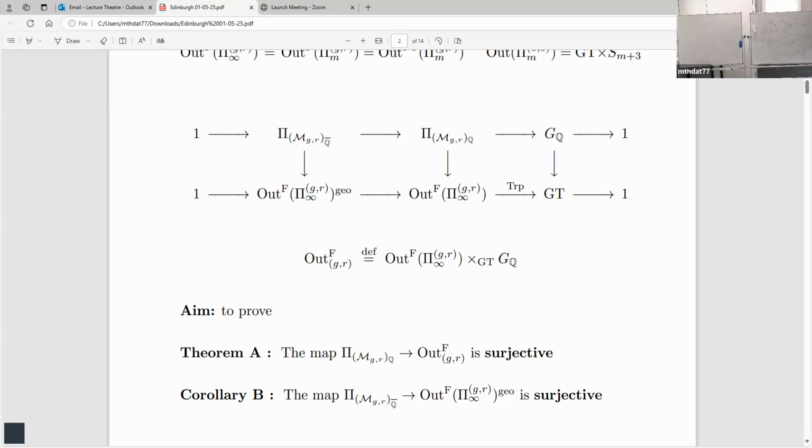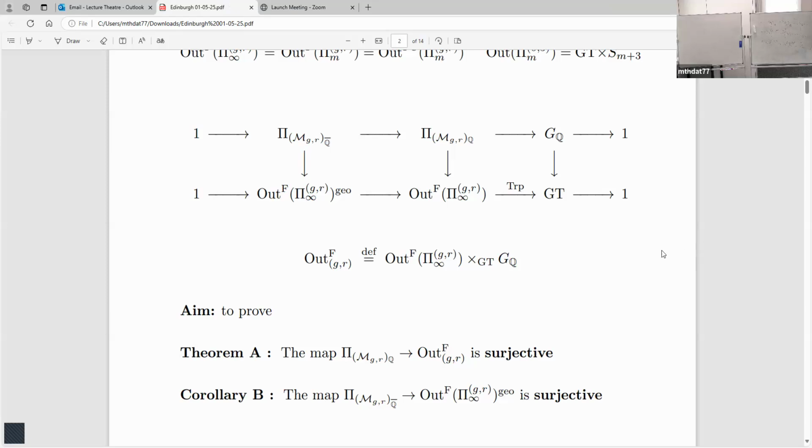Okay, and you can see, for example, what I said: if it turns out that these two are isomorphic, then what one obtains is really a profinite and even arithmetic analog of the Dehn-Nielsen-Baer theorem.